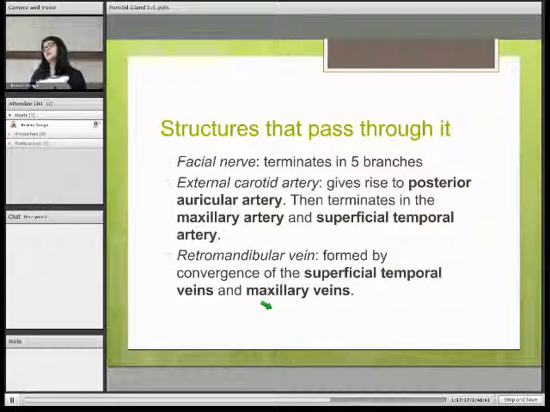There are three structures that pass through it: the facial nerve, which splits into 5 branches within the parotid gland, the external carotid artery, and the retromandibular vein. The external carotid artery is also responsible for supplying the parotid gland, and the retromandibular vein is responsible for drainage, but the facial nerve does not supply the parotid gland at all, it just passes through it.